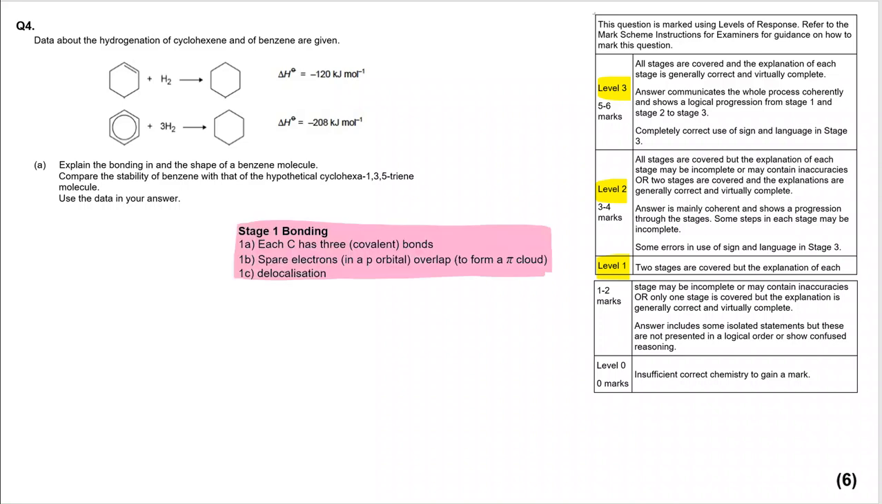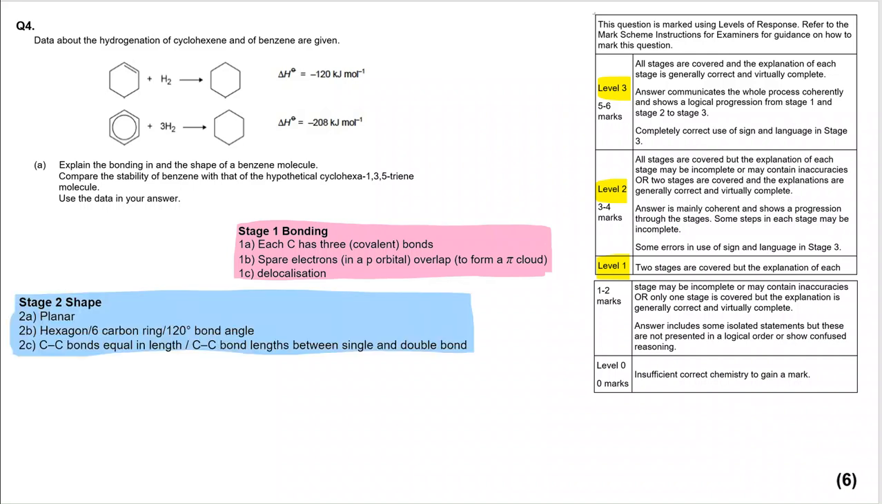Stage 1 is the bonding. So to get this, you would need to get at least 2 of these 3 points discussed. That each carbon forms 3 covalent bonds. That there is therefore a 4th electron that will overlap in each carbon. And that this leads to delocalization or a delocalized ring. So you would need to cover 2 of those 3 for it to be considered virtually complete. If you did that, that would be taking you in to level 1. If you got 1 of those 3, you wouldn't yet be on the marking grid.